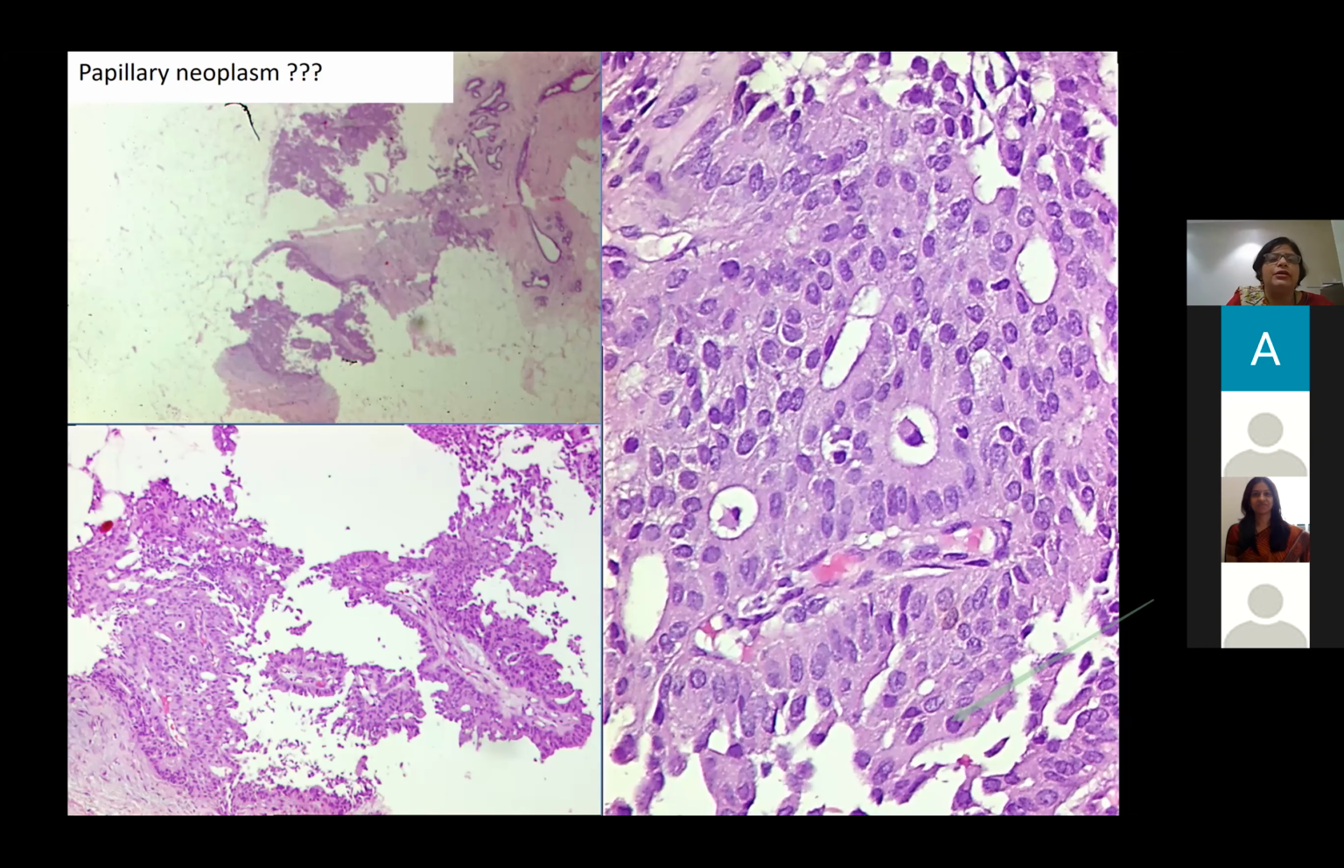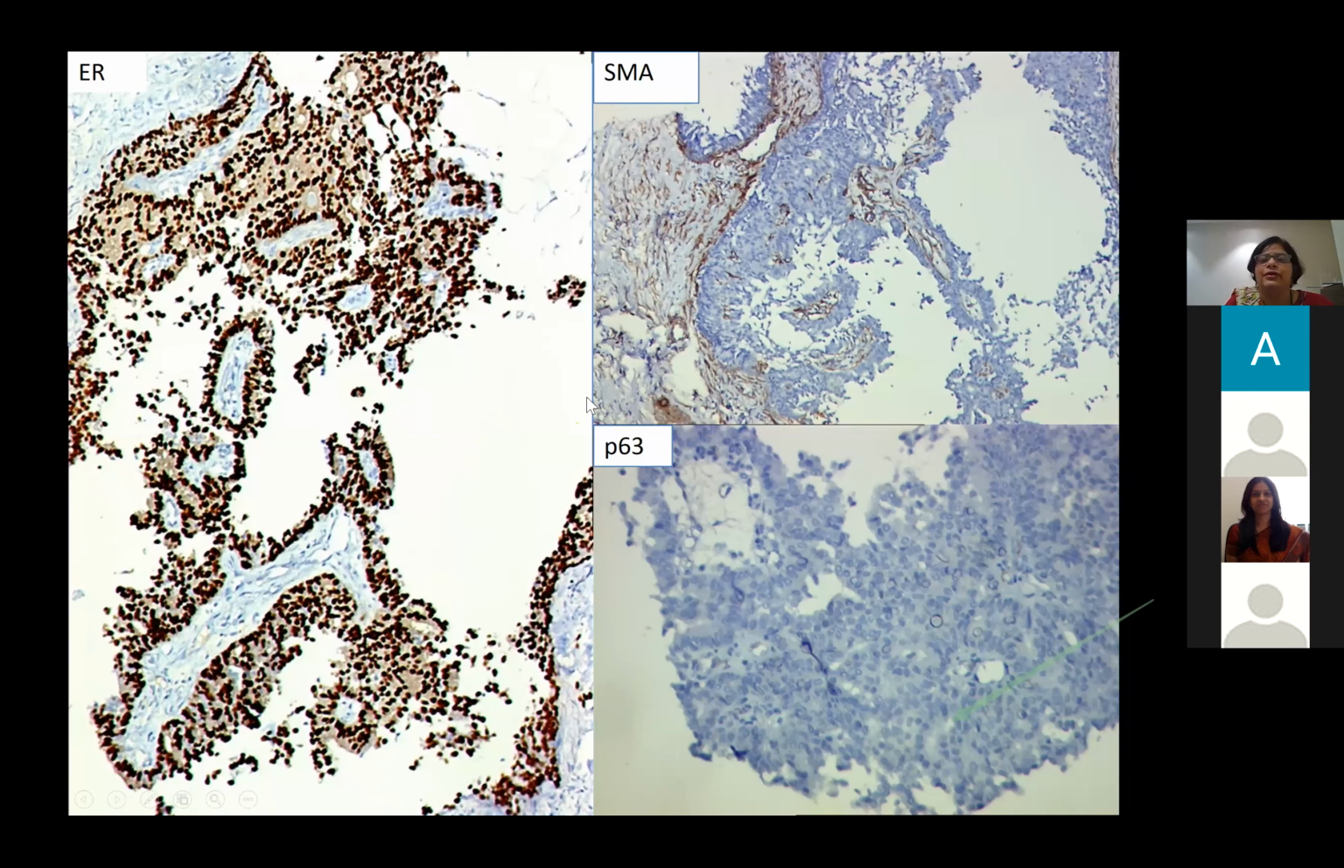I put in an ER, look at how strong the ER is. And look at the SMHC. You don't have a single basal lamina. It is fragmented. That tells me that this is doing something to the stroma. It's probably invading. And this is your P63, which is absent inside the lesion. This was an encapsulated papillary carcinoma.